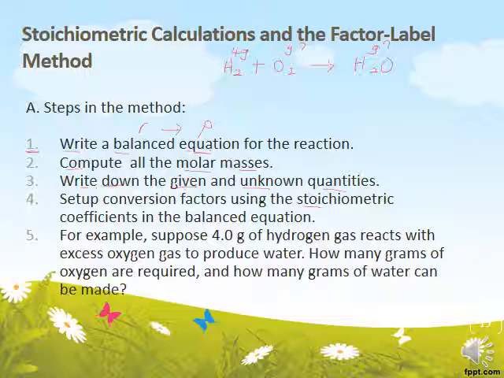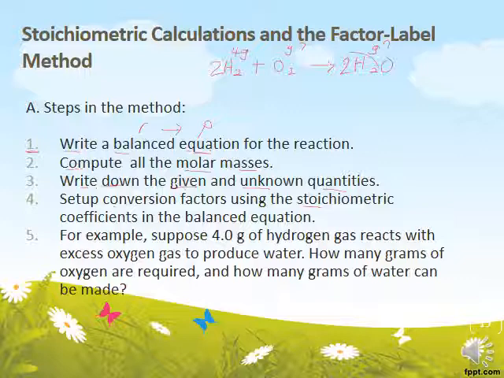So we put 2 here, 2 here. So we have 2 oxygen, but hydrogen now becomes 4, but here we have 2, so we put 2 here. So it becomes balanced now. Once it's balanced, then we can proceed, using this conversion factor.